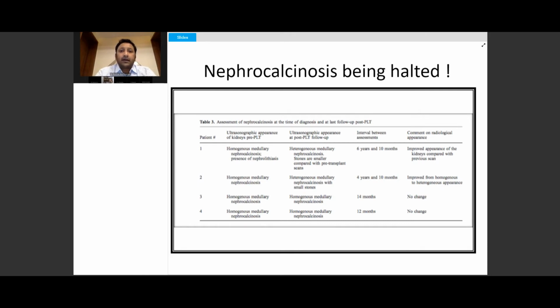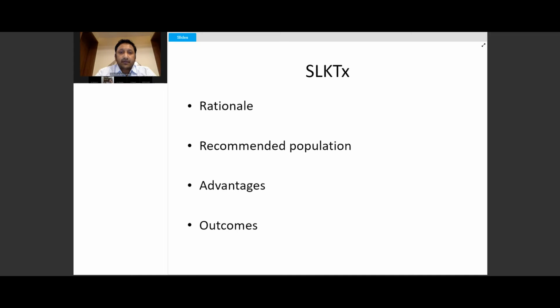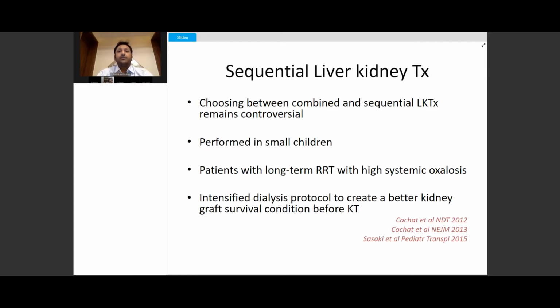And sequential liver kidney transplant, we're going to discuss about the rationale, the recommended population, advantages, and the outcomes. In a sequential liver kidney transplant, choosing between a combined and a sequential liver kidney transplant always remains a controversial thing. So choosing the right population has led to a success in a sequential liver kidney transplant. Usually it is performed in small children where the abdominal domain is not enough to hold a liver as well as a kidney.